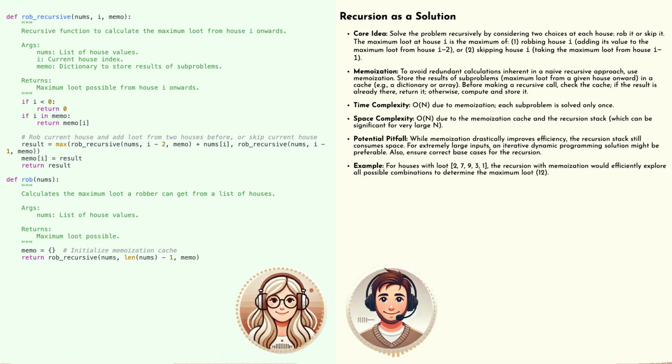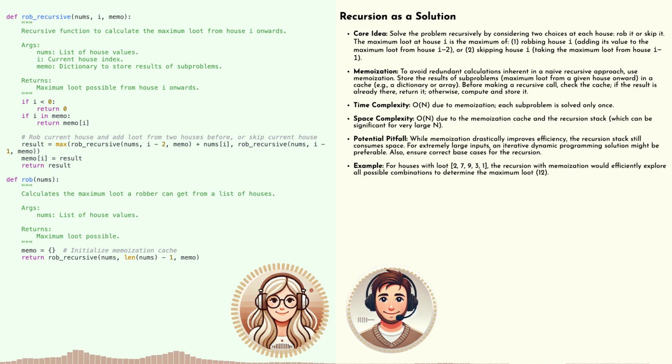We can break down this problem into smaller, similar subproblems. Imagine you're the robber standing in front of a house. You have two options: rob it or skip it. But this time, imagine that for each option, you have a little helper who can figure out the best way to rob the remaining houses, following the same rules.